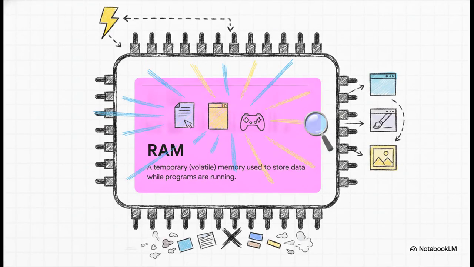First up is RAM, Random Access Memory. RAM is a temporary, volatile memory used to store data and programs while the computer is working. So when you have a Word doc open or you're playing a game, those are running in RAM. But because it's volatile, if the power goes out, all that data completely vanishes. It essentially has the memory of a goldfish the second you pull the plug.